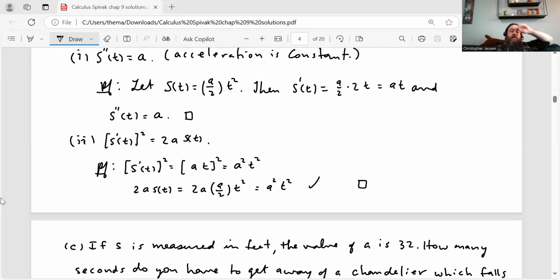And fact number 2: s prime of t squared equals 2a times s of t. And again, you just plug in the formulas. So s prime of t all squared is at squared, because we know that s prime is at, which is a squared t squared. And if you calculate 2a times s of t, you get the same thing. So it checks out.